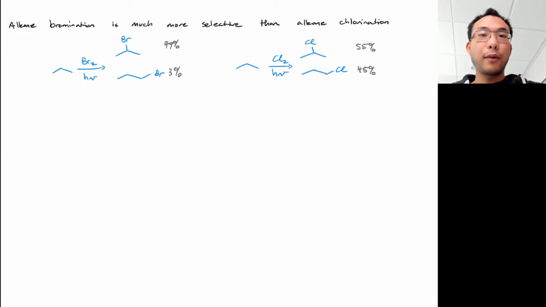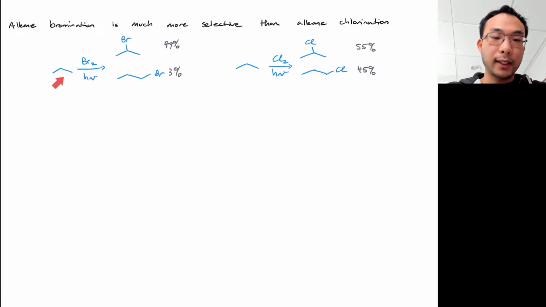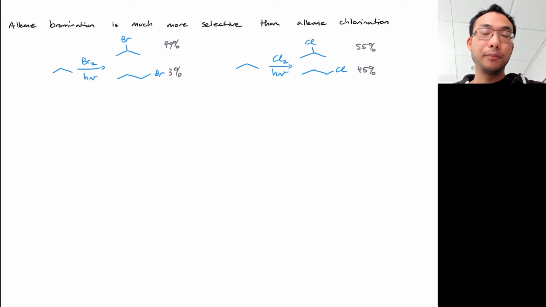Now, the theoretical yield is not actually 50-50 if there was no selectivity, because there's only 2 hydrogens in the middle to react and 6 on the outside. But whatever the case is behind the math there, the point is that the bromination is a much more selective process. It's choosing the less common hydrogen position to react at, and it's doing it at a much higher ratio than you would see for chlorination. So why is that?